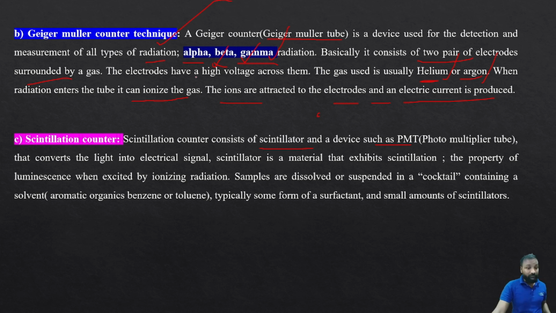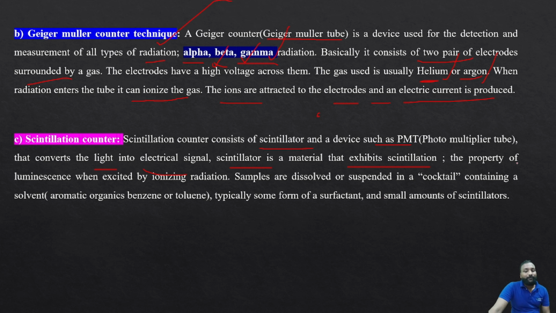Well, what happens in this? All these techniques are used to detect the labeled compound. Here we simply place the labeled compound in the scintillator tube, which is connected to a PMT as a detector. When we place a labeled compound and increase the radiation, the light converts into an electrical signal, and the scintillator is a material that exhibits scintillation.